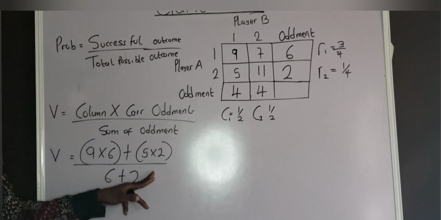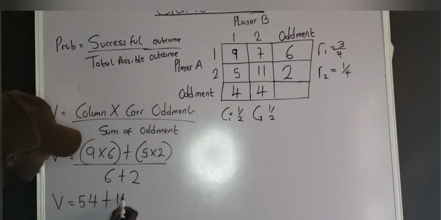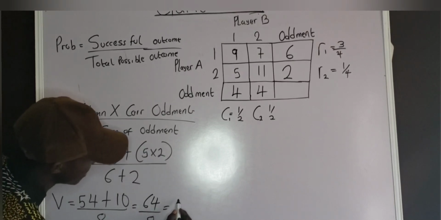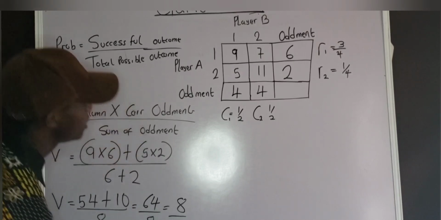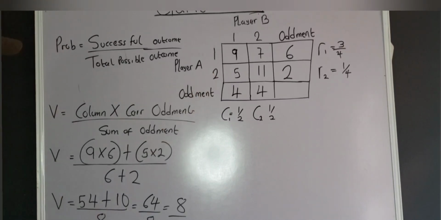Do you understand how I got to this point? If you didn't understand, kindly reverse and watch the video from that point again. So for this, I'm going to have V, which is the value, equals 9 multiplied by 6, that is 54, plus 5 multiplied by 2, that is 10, all over 8. 54 plus 10 is 64. 64 divided by 8 is 8. So the value of this game according to column 1 is 8. Now, let's try column 2.